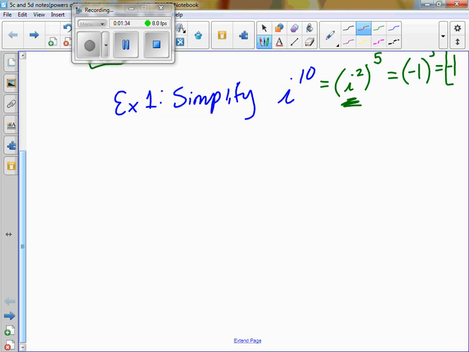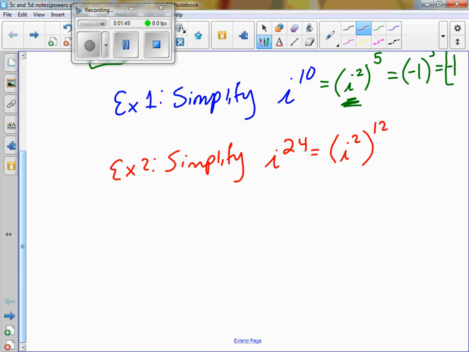Example 2. So in 5C, this is what it's all about, simplifying powers of i. So simplify i to the 24th. How many i squareds can you divide out of 24? 12. And i squared, that's -1. And -1 to the 12th is +1.